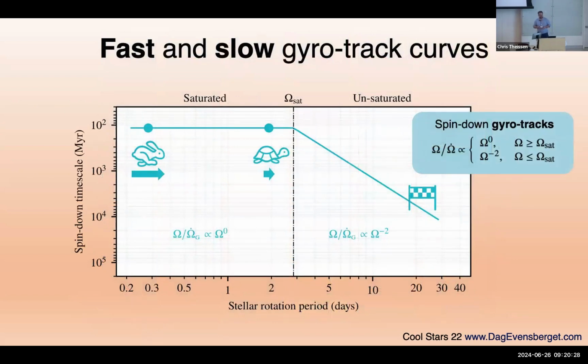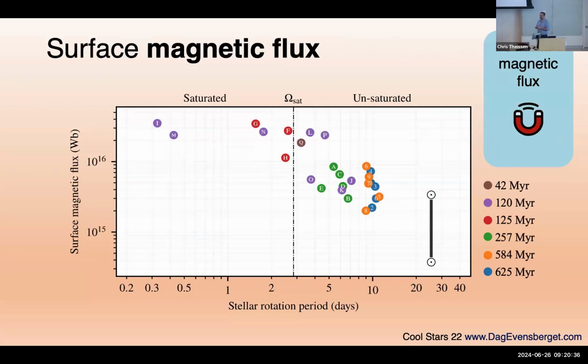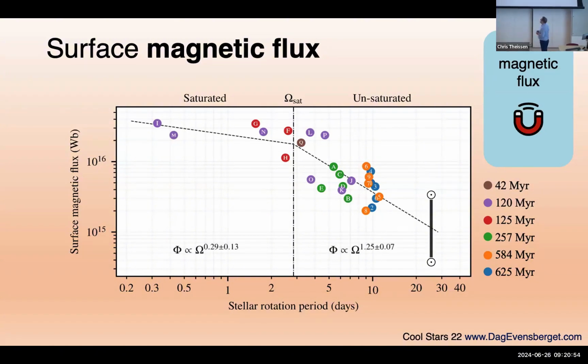So recalling these fast and slow gyro tracks and the broken power law fit, if we now show the surface magnetic flux, which is essentially an input to our model, this is just the radial field multiplied by the area of the star. There's kind of evidence of a saturated regime and an unsaturated regime, if you squint at it just right. And fitting a broken power law, there's a different slope, varying by about a factor of 1 between the two regimes.